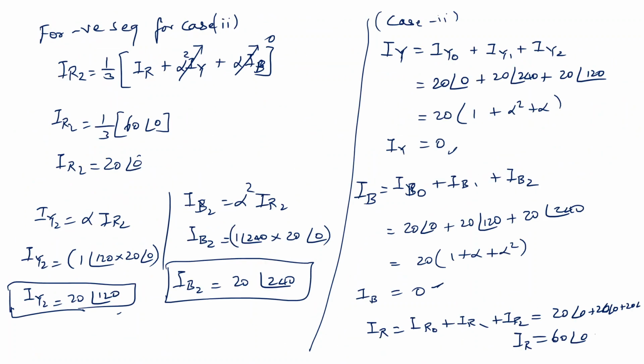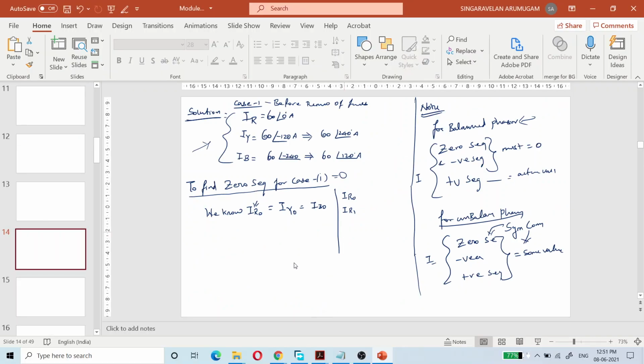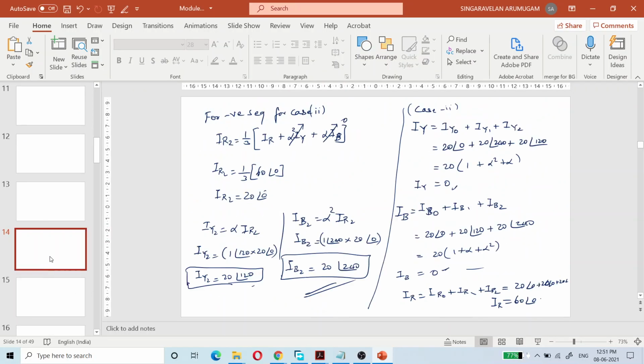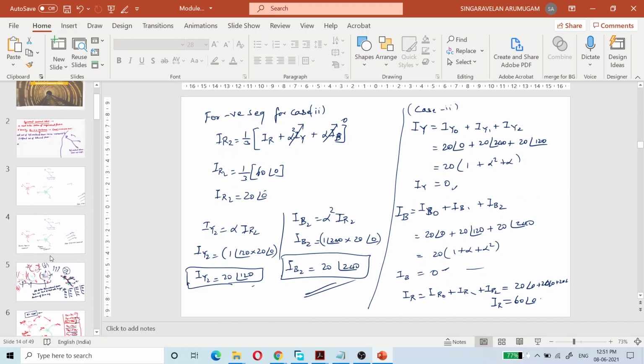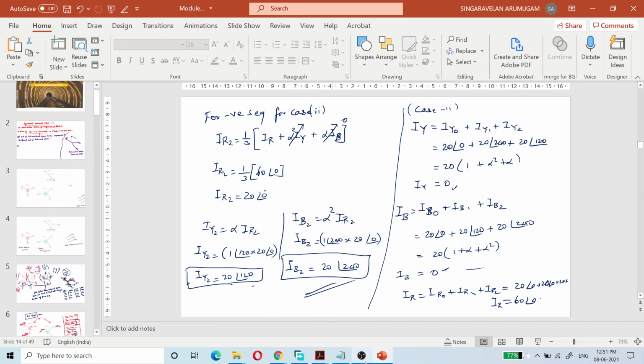So we verified that also, but you don't need to do this step in the examination. Up to this it is okay. Just for your verification I solved this. Any doubt up to this? Okay, that's all about this problem. That is sequence component theory and the problem we have seen today.